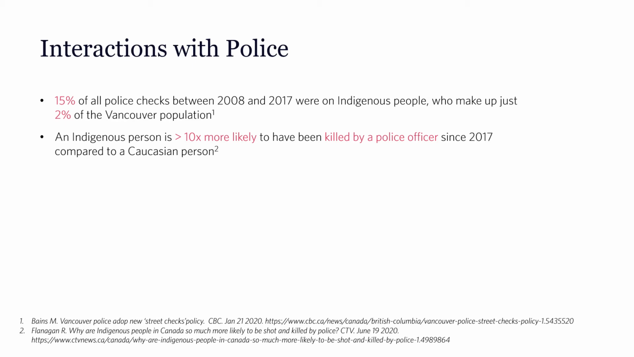While the police is commonly regarded as a source of community safety, the nature of one's interaction with the police can vary depending on race. There is an obvious overrepresentation of Indigenous people affected by street checks, which are police-initiated encounters that are not prompted by reasonable suspicion of criminal activity. In addition, Indigenous peoples are 10 times more likely to be killed by a police officer.